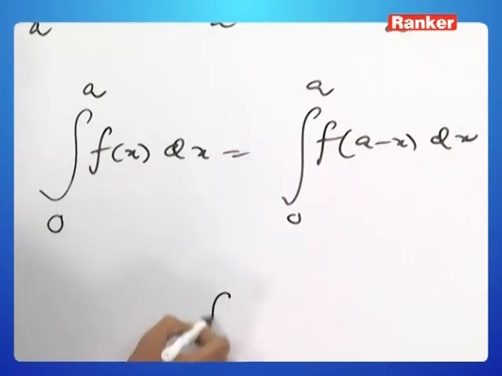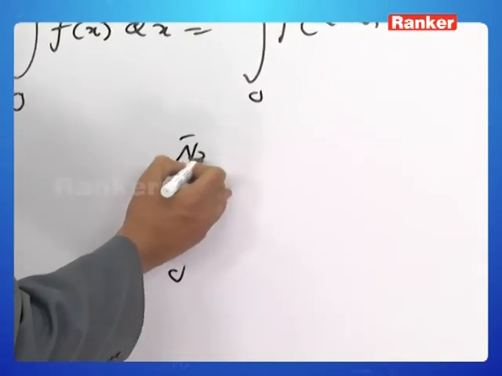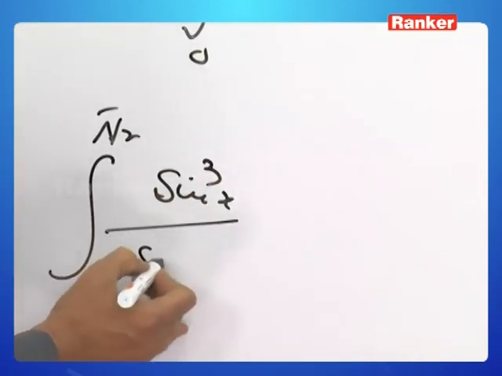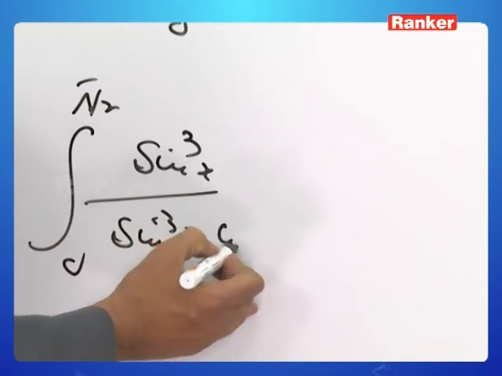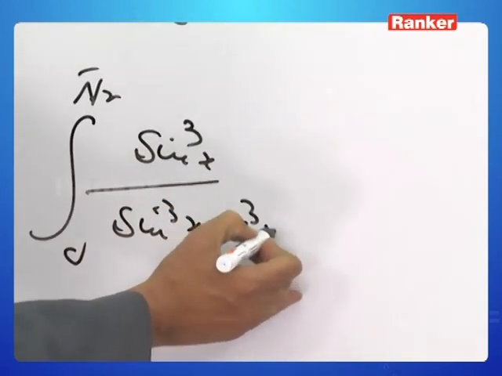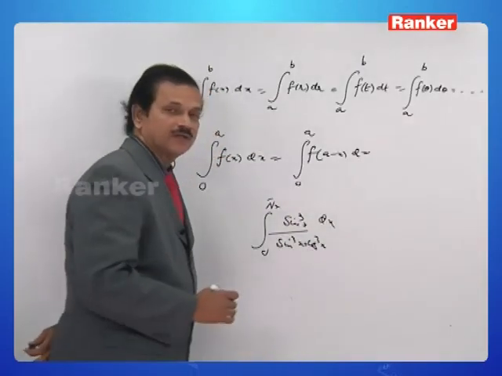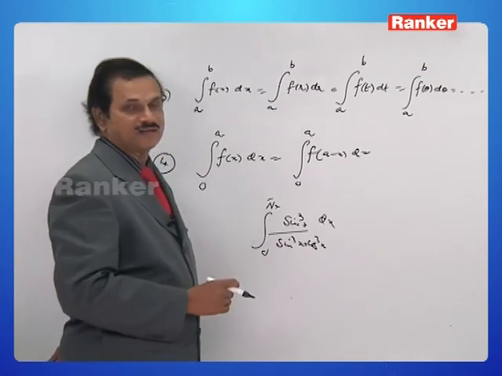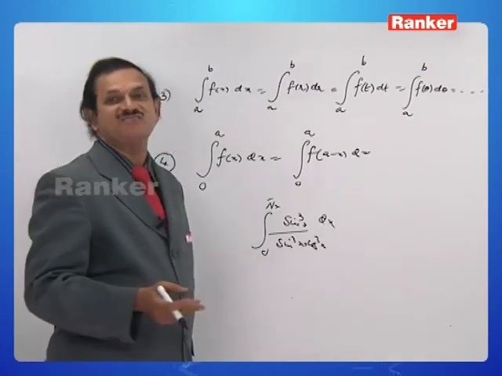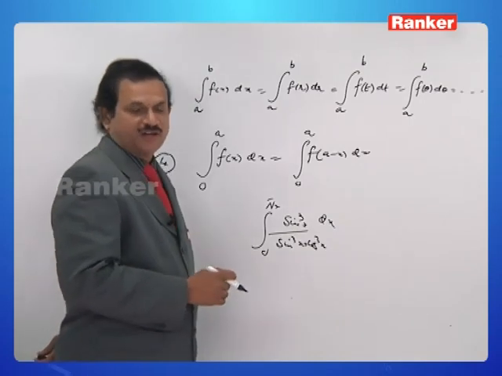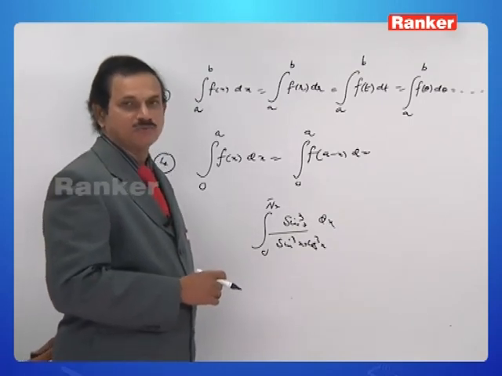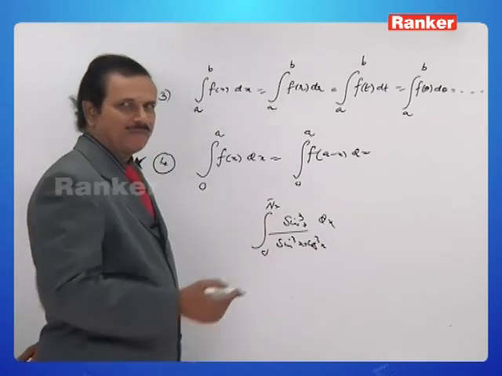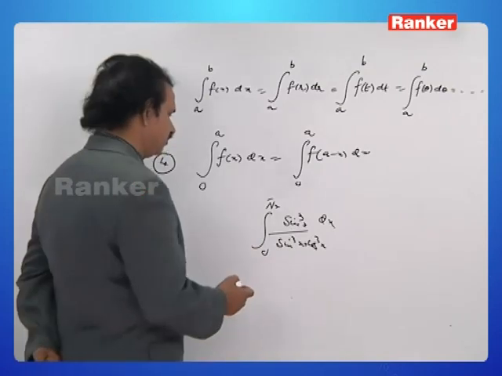You observe this function, integral 0 to pi by 2 sine cube x by sine cube x plus cos cube x. Suppose a function is there. If these limits are not given, sine cube x by sine cube plus cos cube x is not an easy problem for indefinite integration. Of course, it is not impossible to get it. But as the limits are given, we are manipulating it. You please observe.